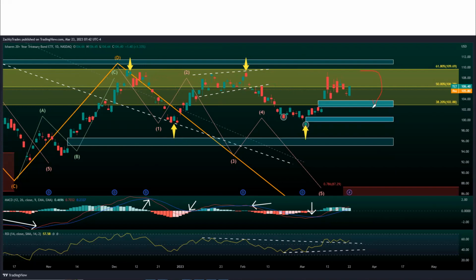Now we have 3 gaps down to fill on TLT. Okay. Heading all the way down to 95. Most likely we're going to fill this gap here soon, right around the 102 area. So stay on the lookout for that.